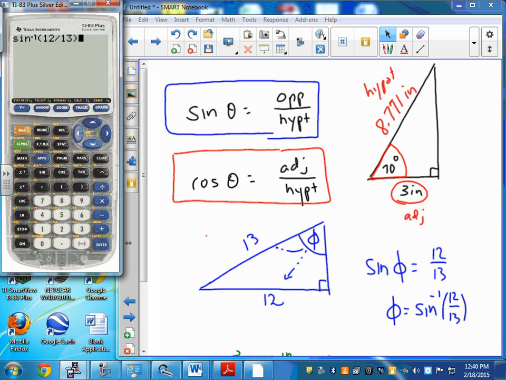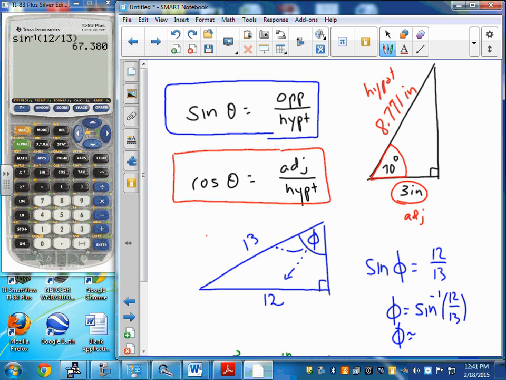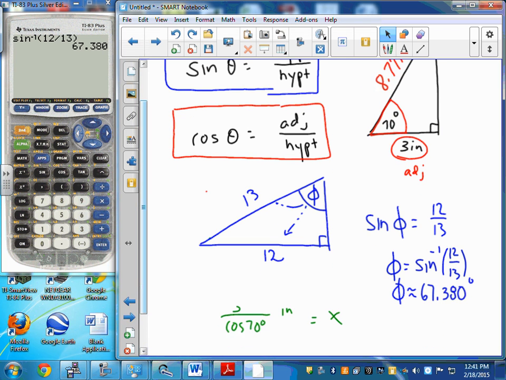Okay, so second sine, that's the sine inverse, and then put 12 divided by 13. Okay, so 67.380 degrees. So phi is about 67.380 degrees. Okay, so you can use the trig ratios to find the sides, or you can use the trig ratios to find the angles. And again, I'll put a worksheet together and get you lots of practice on these before we come back to school. And it may not be on Thursday or Friday, it may even be next week, who knows.